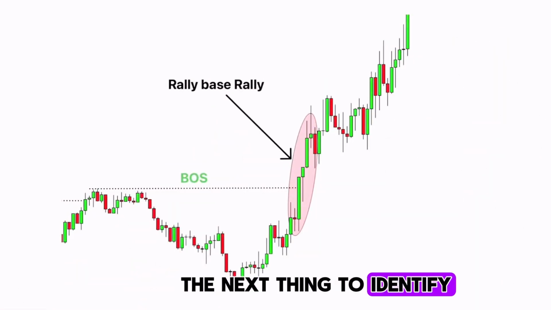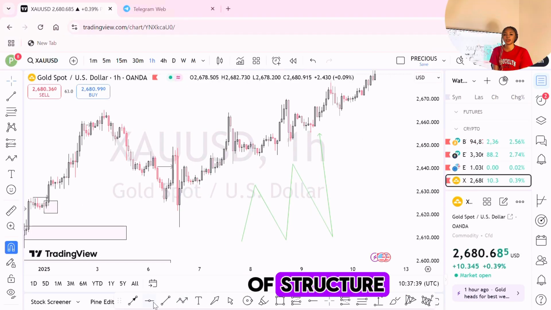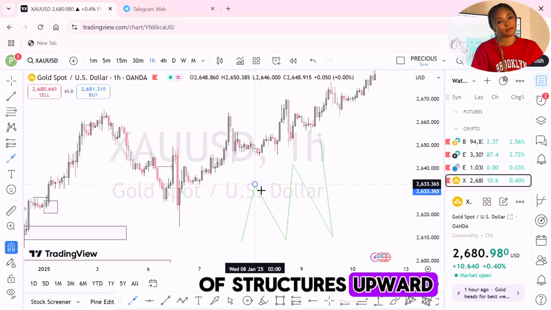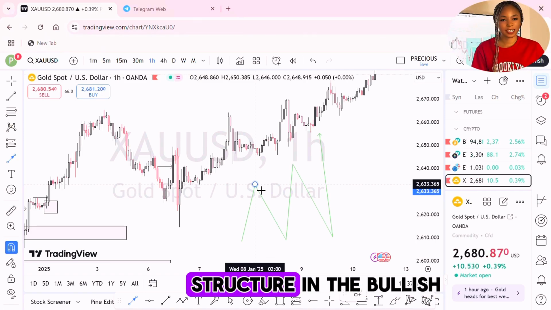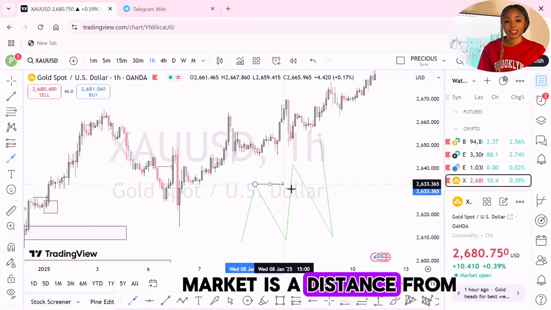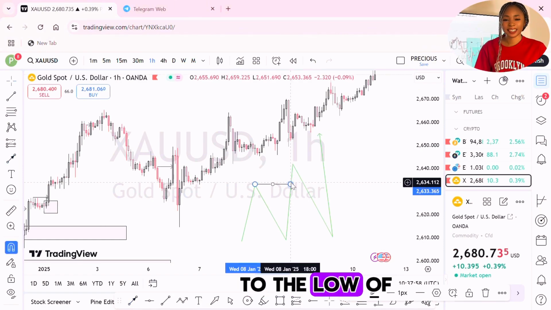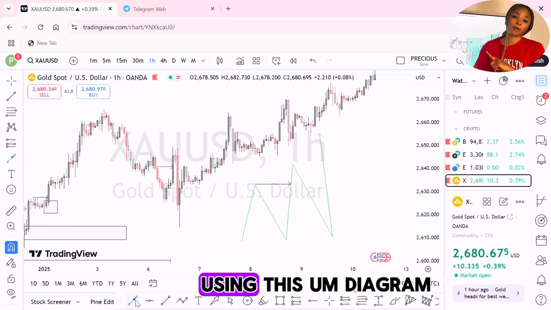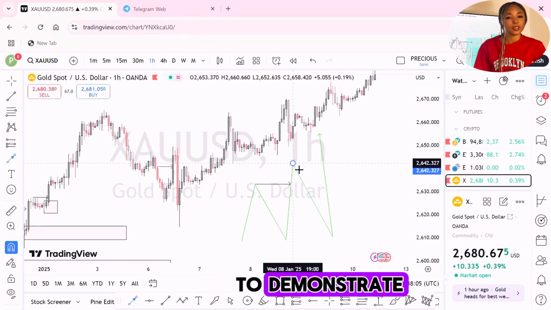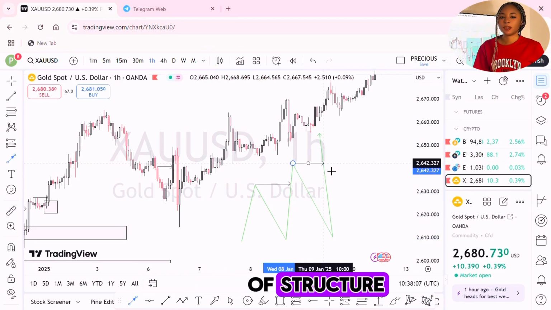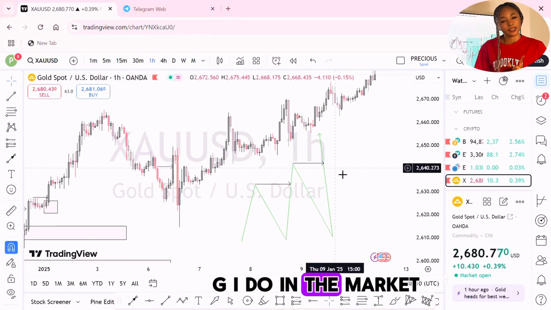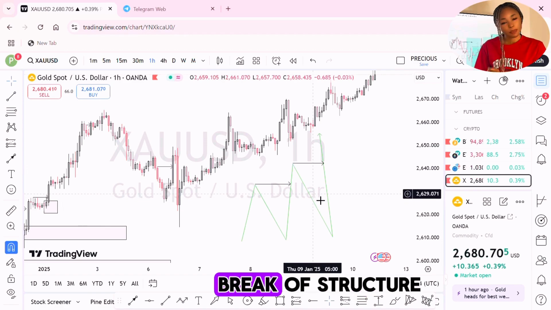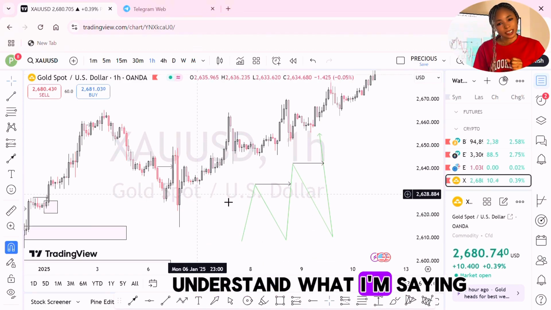The next thing to identify now is our breakout structure. So because this is a bullish market, we have our breakout structure upward. Our breakout structure in a bullish market is the distance from the higher high to the low of that high. You can see this is our breakout structure using this diagram to demonstrate. This is our breakout structure. So that is the second thing I do in the market. And then we are going to go back to the charts and mark out the breakout structure so you can clearly understand what I'm saying.